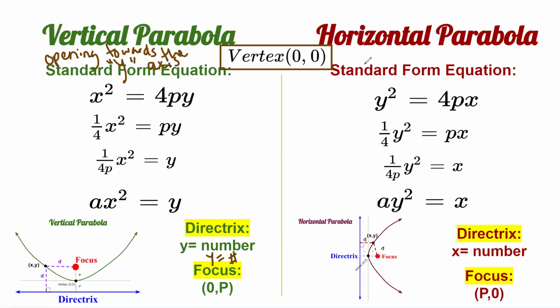Our horizontal parabola is going to be opening towards the x-axis. So again, we have x equals a number. We have a number in the x coordinate of our focus. It's going to make much more sense right now.